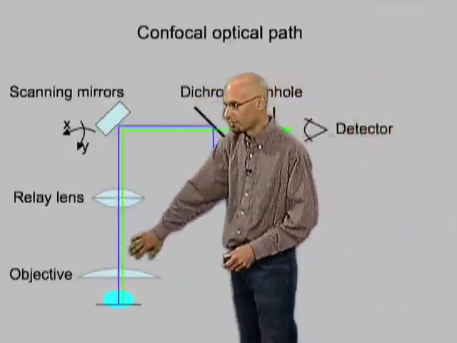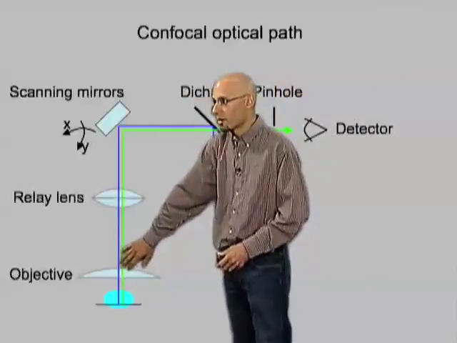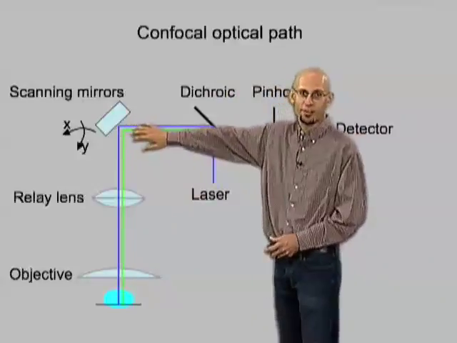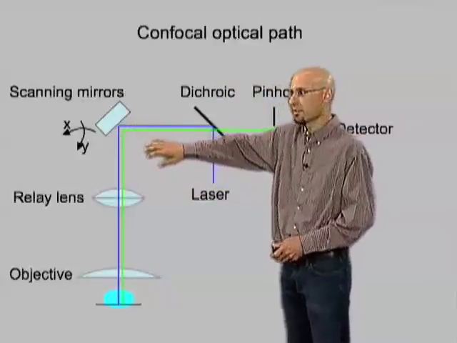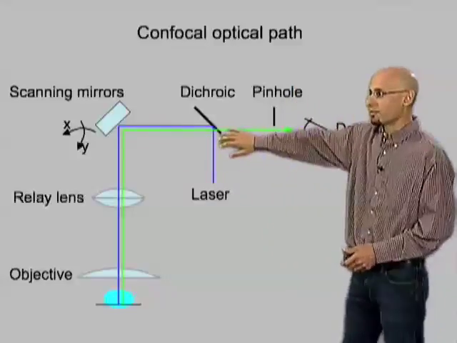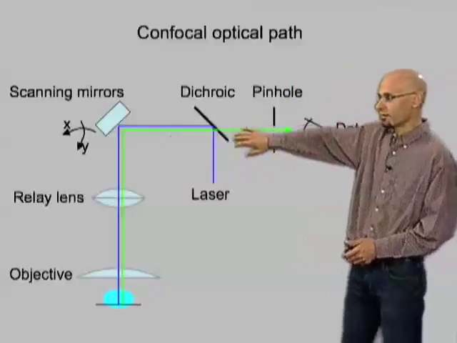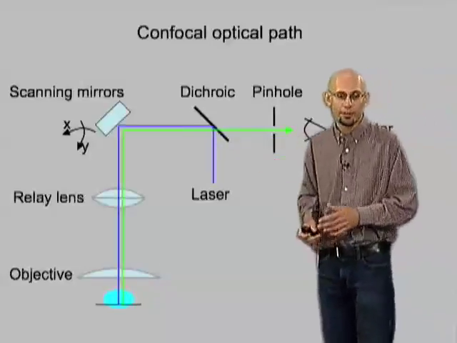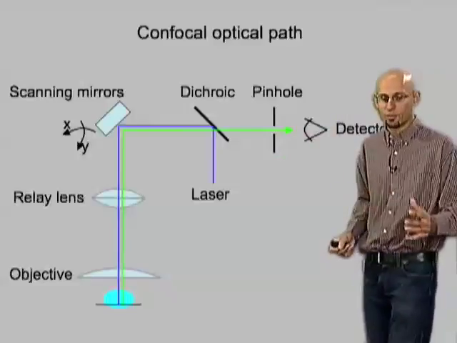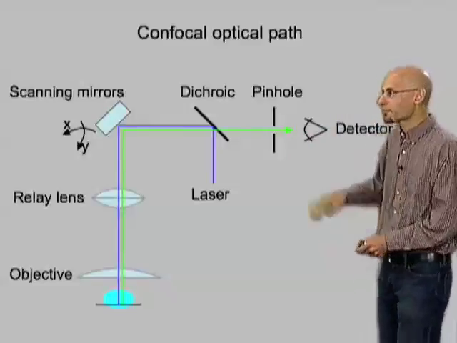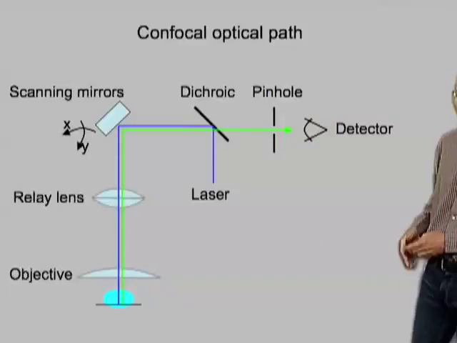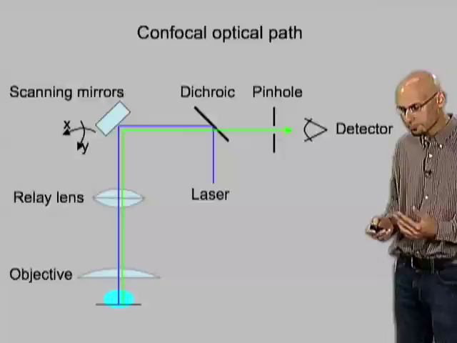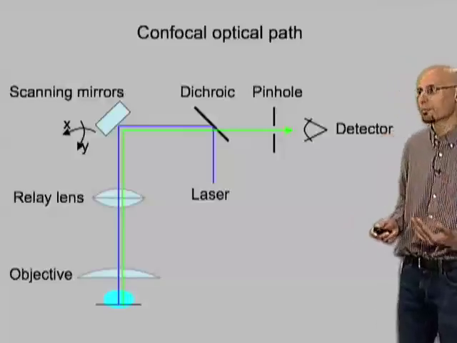So light comes down off those mirrors, scanned to different spots on the sample. Our emitted light in green comes back off those same mirrors, which are at the same angle, so they'll exactly undo the scanning that they put on in the first place. So now the light, regardless of where it came from in the sample, comes back along the same path through that dichroic and through the pinhole here, which now doesn't have to move, because the same mirrors that have scanned the laser light across the sample have unscanned it coming back. And then we've got our detector here, which allows us to record the intensity of the light that came from that spot in the sample. So this is the basic idea behind how a confocal microscope works.